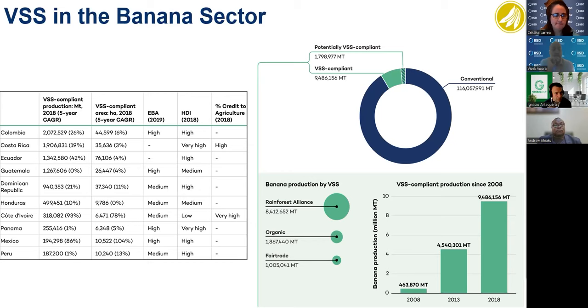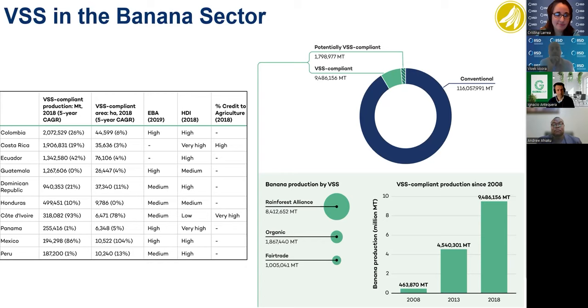The Enabling the Business of Agriculture Index, or EBA, was developed by the World Bank, and it consists of 8 core indicators: supplying seed, registering fertilizers, securing water, registering machinery, sustaining livestock, protecting plant health, trading food, and accessing finance. The Human Development Index, or HDI, was developed by the United Nations Development Program and is used as a proxy to convey the level of development of a given country by measuring and combining its gross national income, level of education, and life expectancy. The EBA index and HDI of the top 10 VSS compliant banana producing countries are very high to medium, with the exception of Côte d'Ivoire. The investment risks associated with the banana sectors in these countries are relatively low.